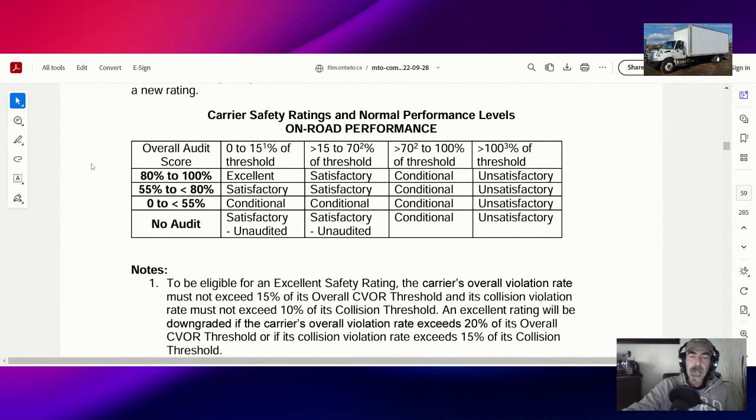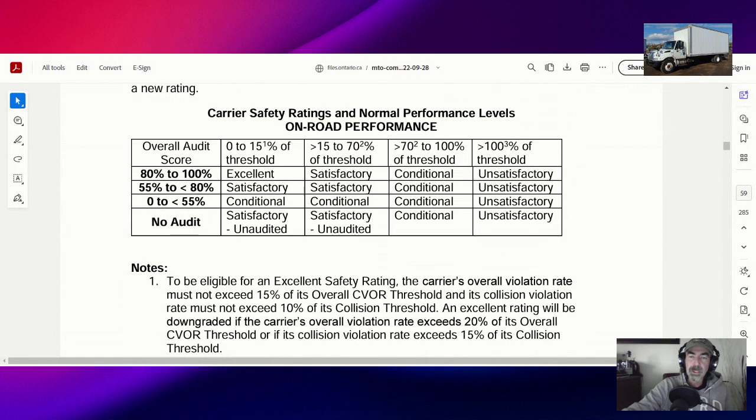Carrier safety ratings and normal performance levels, on-road performance. Overall audit score 80 to 100%, excellent; 55 to 80%, satisfactory; 0 to less than 55%, conditional; and no audit, satisfactory unaudited, and then other categories there as well.